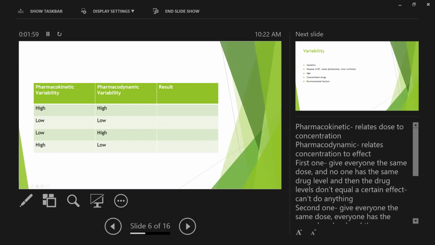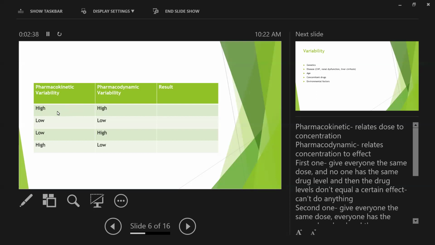So is there a lot of variability in patients when we give the same dosing regimen? Do we see a lot of variability in what concentrations we see? That would mean high pharmacokinetic variability. If we have high pharmacokinetic variability, that means we can't really predict what the concentrations will be when we give a certain dosing regimen. So I'm probably going to want to take a concentration to see how that patient handled the drug.